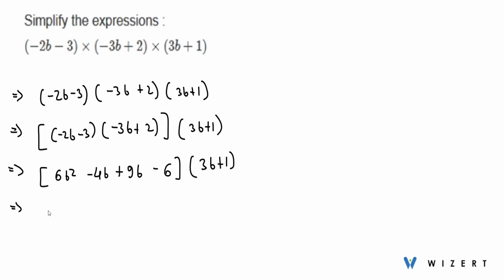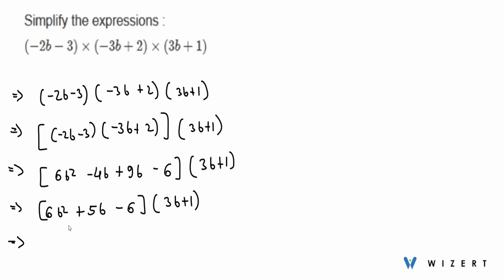So 6b square plus 9b minus 4b is plus 5b. And then we have minus of 6. And after that we have 3b plus 1.